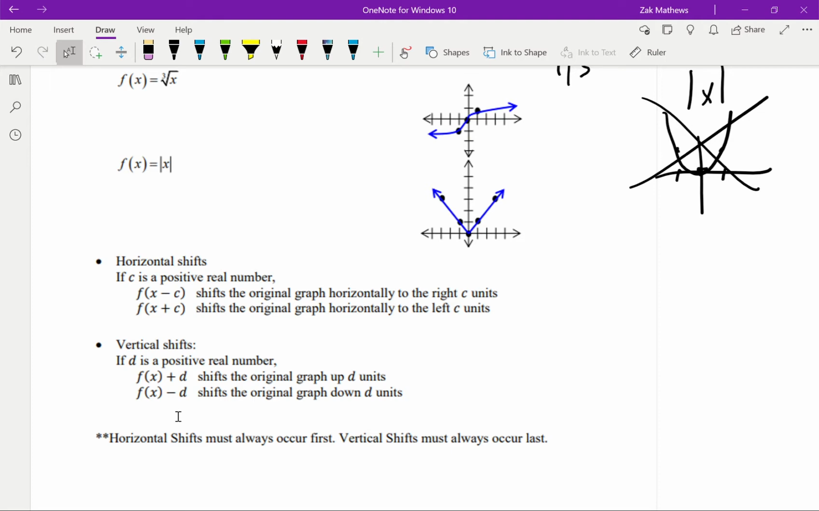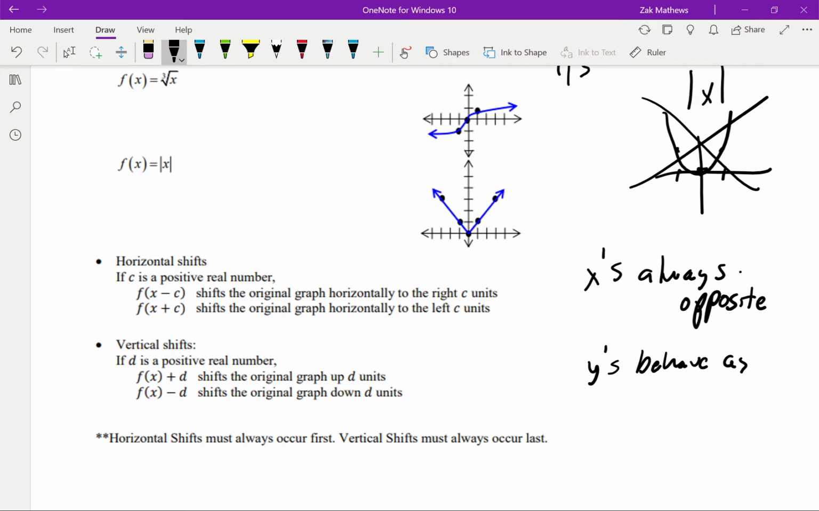Now the direction of those shifts depends on whether it's a positive or a negative. And here's the key. Anytime we have horizontal motion, it doesn't matter if it's a shift or a stretch or compression, which we're going to see later on, the x's are always backwards, always opposite of what you would think. X is always opposite. And that's just a helpful little thing to remember as we go through this video. The y's behave as expected.